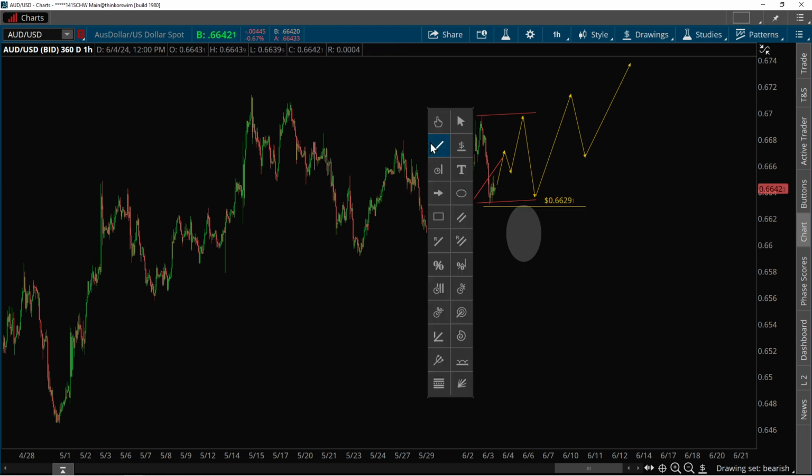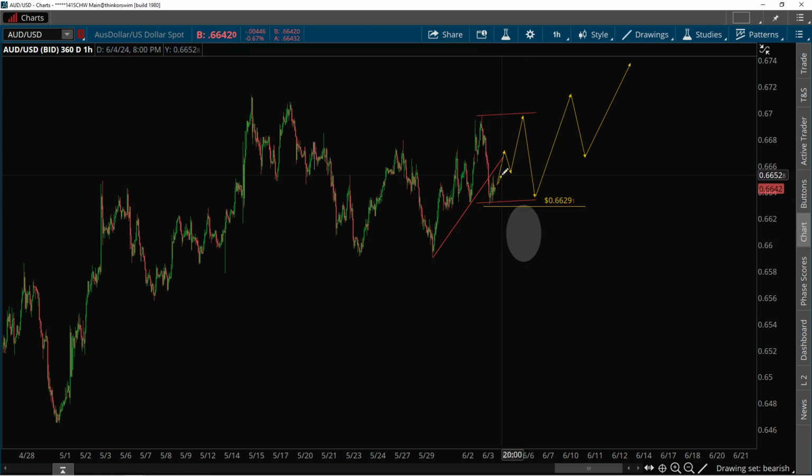Now, can this happen as well? Can you just get tagged and then it starts making this B wave up? You can. So, all right, then you take a loss. No big deal. You take losses in trading all the time, but I think this is a good area to take a shot at a sell.